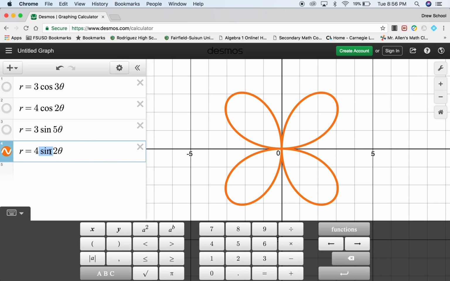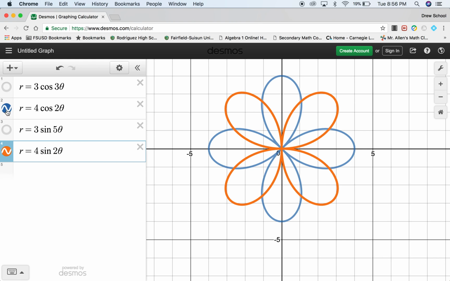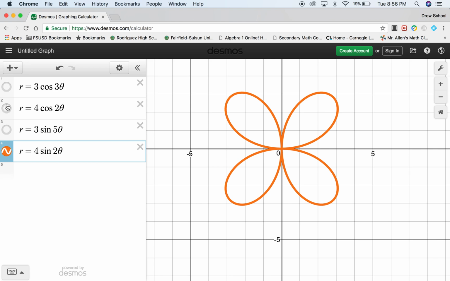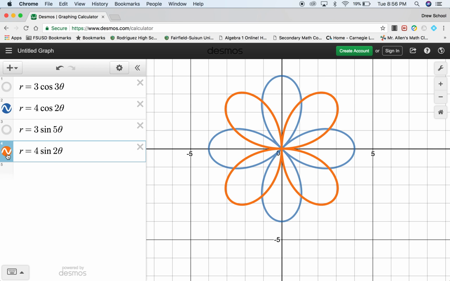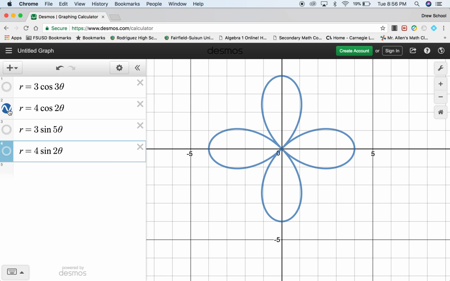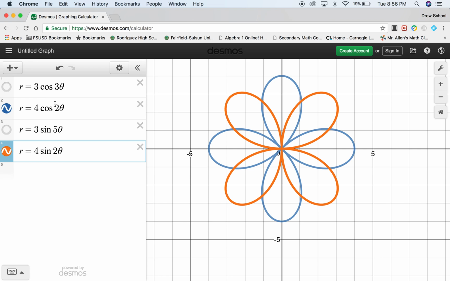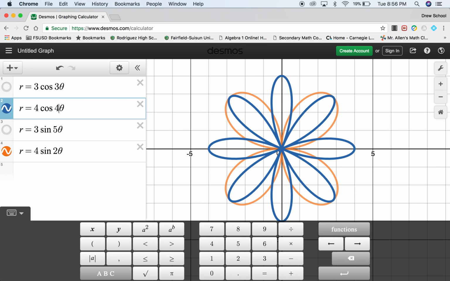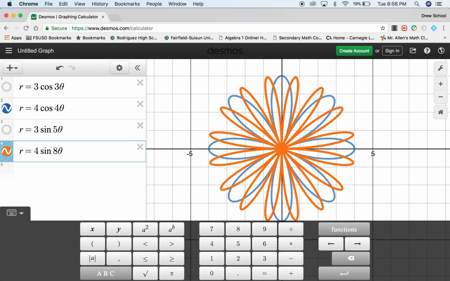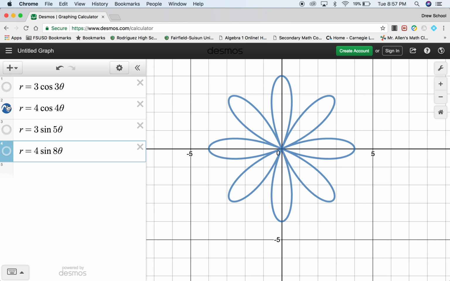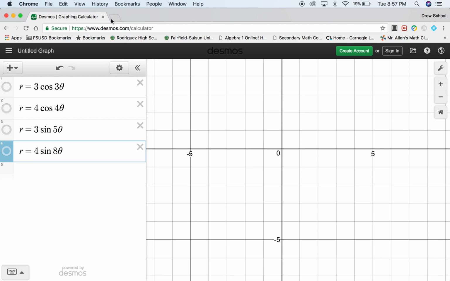Now you can see the difference between a sine and a cosine function. With sine, the petals are inside the quadrants. With cosine, the petals are on the axes. The pattern isn't as noticeable for the odd ones. For even, the petals are on the axes, right in the middle. Let's see if this is 8. You can see that it's all 1, 2, 3, 4, all 4 are in the middle of the axes. So those are the different rose curves.